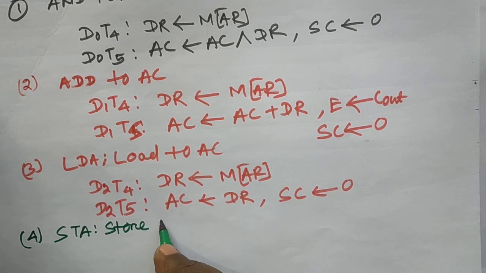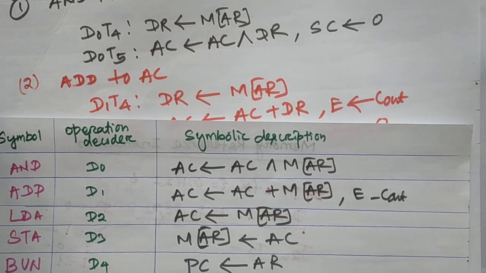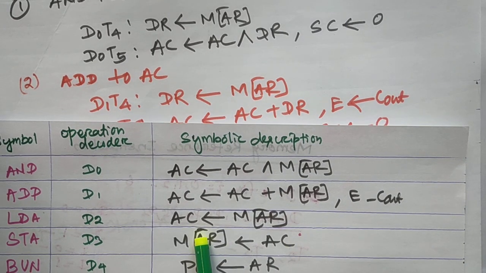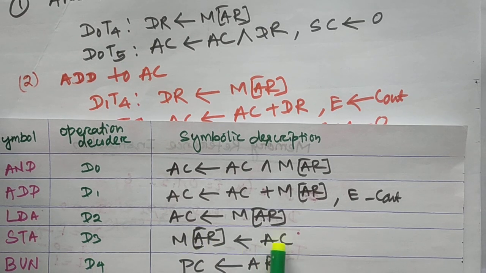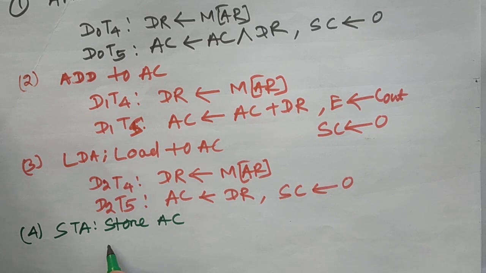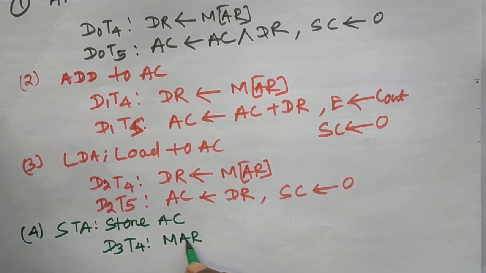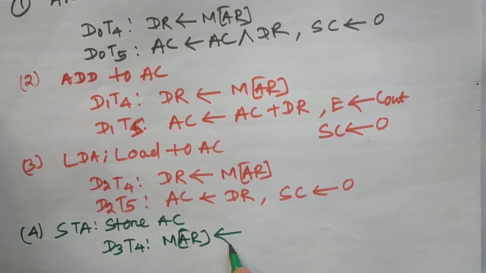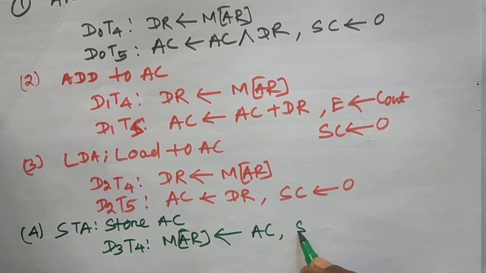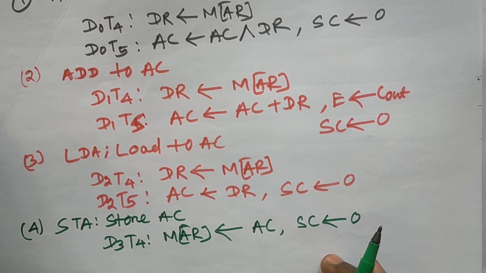Store AC, very simply, it is only storing data: the AC data is stored in memory. It is not so difficult. We can write D3 because D2 over D3 T4 defines store memory. The memory address register is there, and the AC data it will store, and SC will be 0.